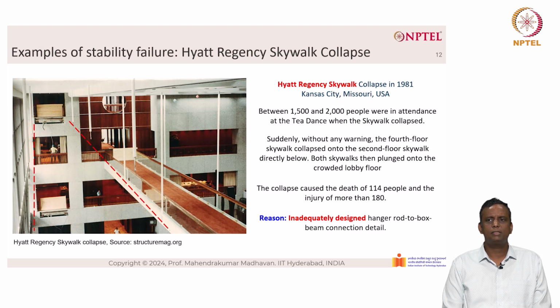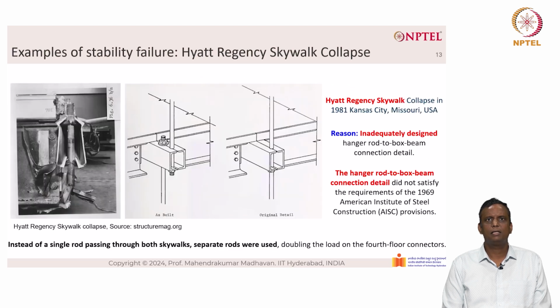Let us look at what the connection detail is in the next slide. So we can see that there is an original detail that is given in the picture on the right hand side, where the rod is continuous, and then there is an as-built structure or connection detail, as you can see on the left hand side. You can see that the rod is broken into 2 halves and they are connected at that location by means of nuts and bolts rather than having a continuous rod.